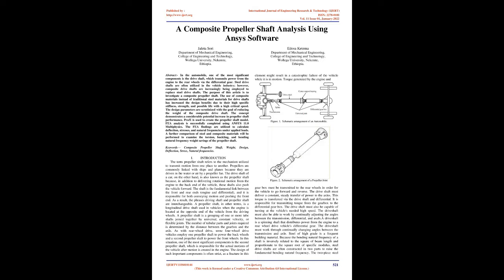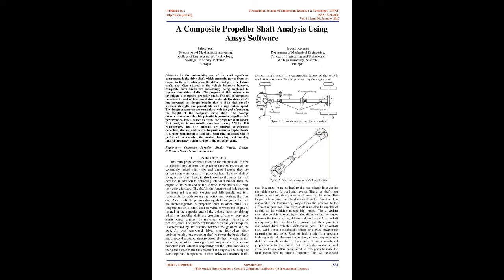As a result, the phrases driving shaft and propeller shaft are interchangeable. A propeller shaft, in other terms, is a longitudinal drive shaft used in vehicles when the engine is located at the opposite end of the vehicle from the driving wheels. A propeller shaft is a grouping of one or more tube shafts joined together by universal, constant velocity, or flexible joints. The number of tubular parts and joints required is determined by the distance between the gearbox and the axle. As with rear-wheel drive, some four-wheel drive vehicles employ one propeller shaft to power the back wheels and a second propeller shaft to power the front wheels.